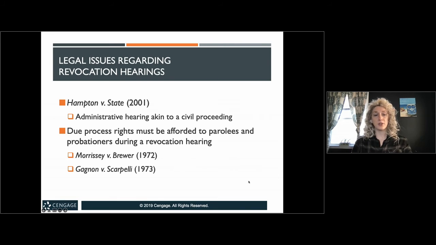We do have some legal issues that we need to discuss during these revocation hearings, and we're going to go into more detail in the next few slides. So in the case of Hampton v. State, it basically said that the administrative hearing is very similar to a civil proceeding. So due process rights must be afforded to these parolees and probationers during revocation hearings. And there's two main cases that made this determination: Morrissey v. Brewer and Gagnon v. Scarpelli.